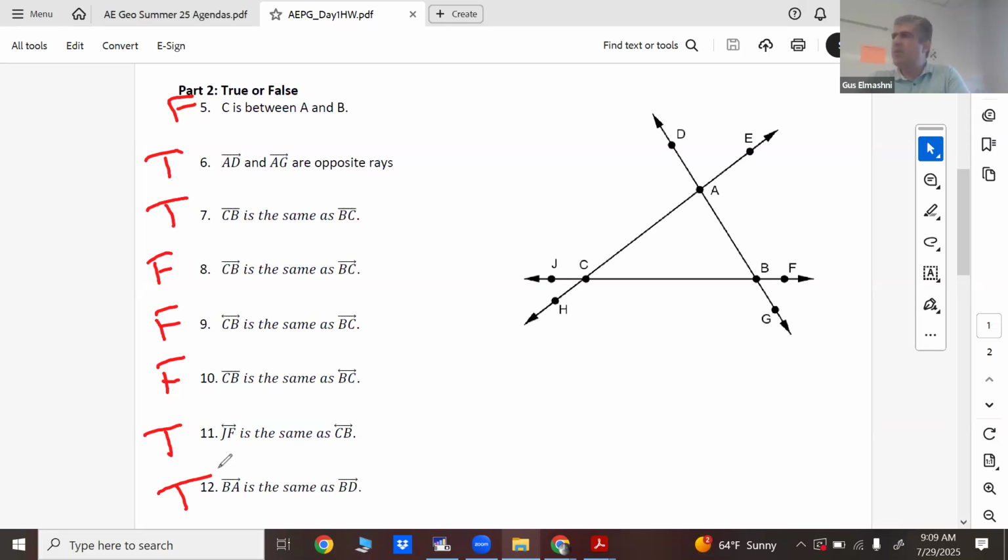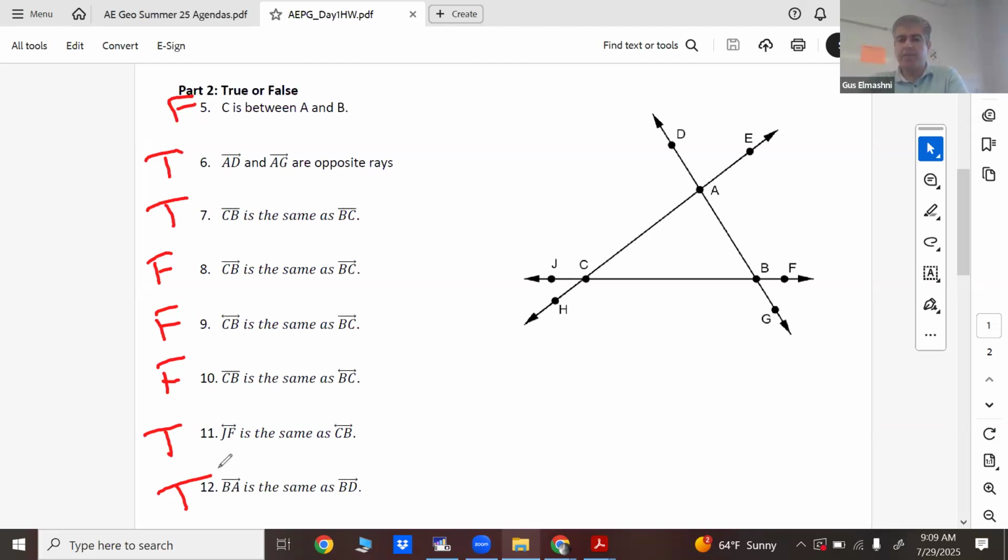Questions on these at all? Just keep in mind C is not between A and B, right? That's totally obvious, right? Because C, A, B don't make a line. AD and AG are opposite rays because they start with A and go in opposite directions. CB and BC, if they're segments, doesn't matter order. The order does matter for rays because they have different endpoints in different directions.